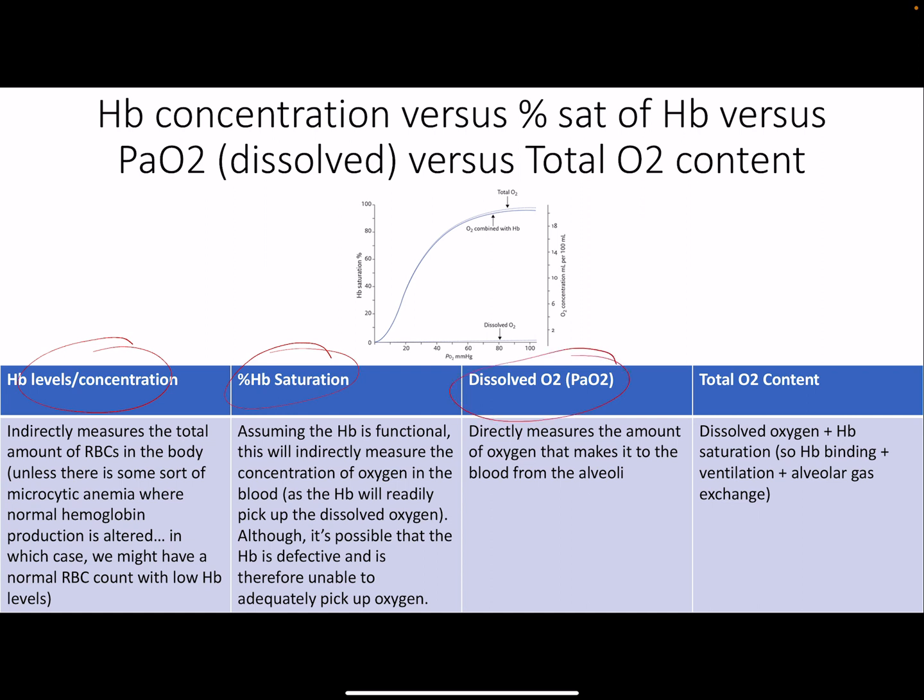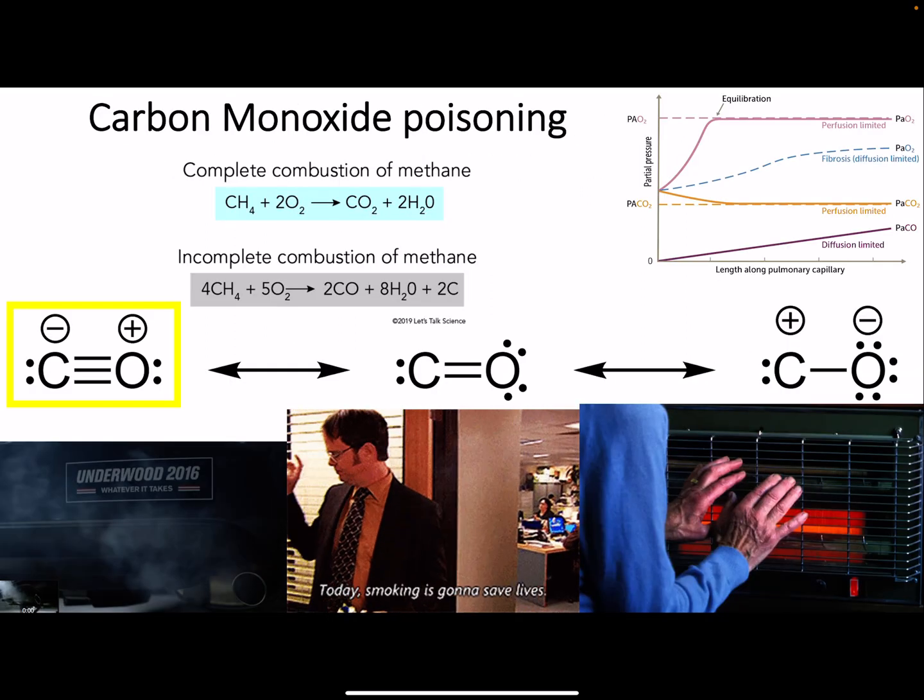Dissolved O2 is really just saying what our ventilation rate is, how much oxygen we are bringing into the lungs and the blood, and then how well that is diffusing, doing the gas exchange at the alveoli with the pulmonary capillaries. And the total O2 content is going to be some sort of reflection of both of these combined. So, carbon monoxide poisoning.